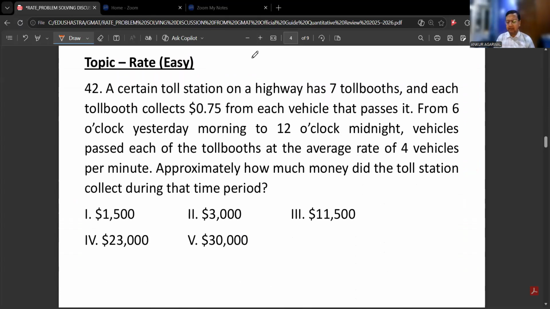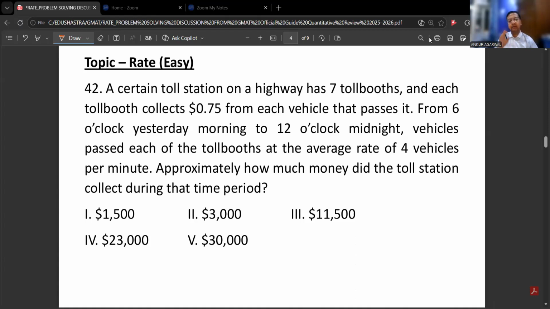Can you beat the GMAT? Can you beat the examiner? Okay, so this says a certain toll station. I suppose you must be traveling on different highways and paying the toll tax at different places, right? A certain toll station on a highway has 7 toll booths, so side by side there are 7 toll booths, and each toll booth collects $0.75 from each vehicle that passes it.